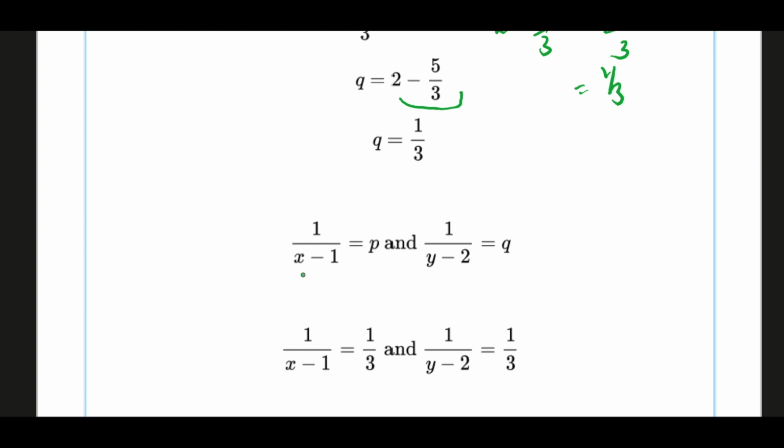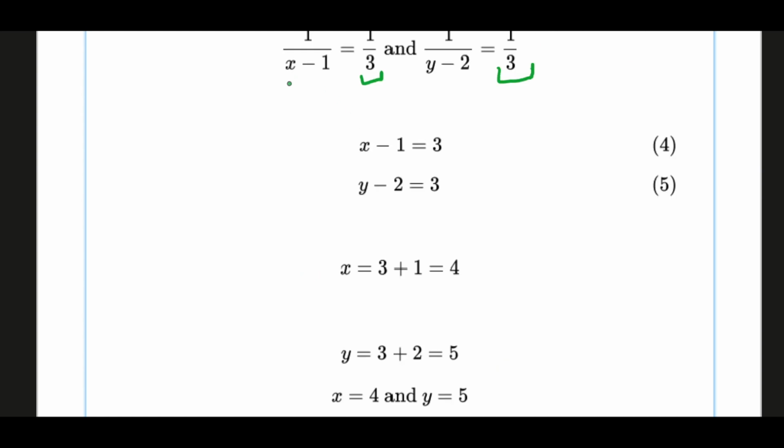And we know that 1 by x minus 1 is p and 1 by y minus 2 is q. So instead of p we write 1 by 3 and instead of q we write 1 by 3. Now you see here that this 1 by x minus 1 is equals to 1 by 3 and 1 by y minus 2 equals to 1 by 3. So we can get here that this x minus 1 will be equals to 3 and this y minus 2 will be equals to 3.